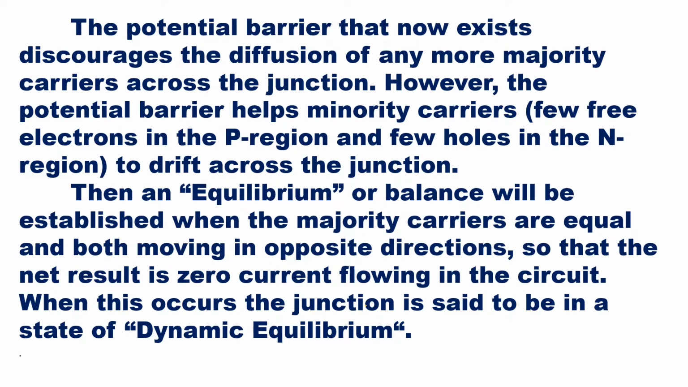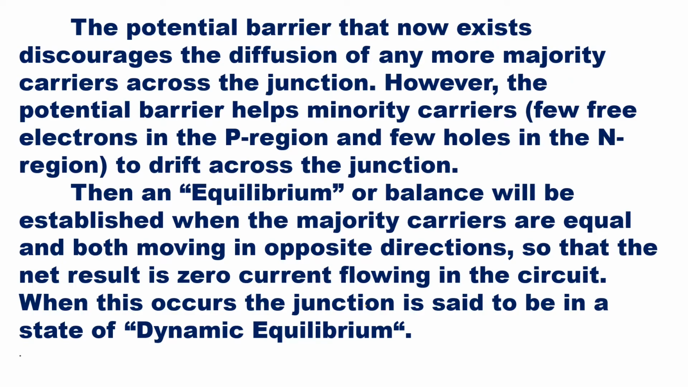The potential barrier that now exists discourages the diffusion of any more majority carriers across the junction. However, the potential barrier helps minority carriers, that is few electrons in the p region and few holes in the n region, to drift across the junction. Then an equilibrium or balance will be established when the carriers are equal and both moving in opposite directions, so that the net result is zero current flowing in the circuit. When this occurs, the junction is said to be in a state of dynamic equilibrium.